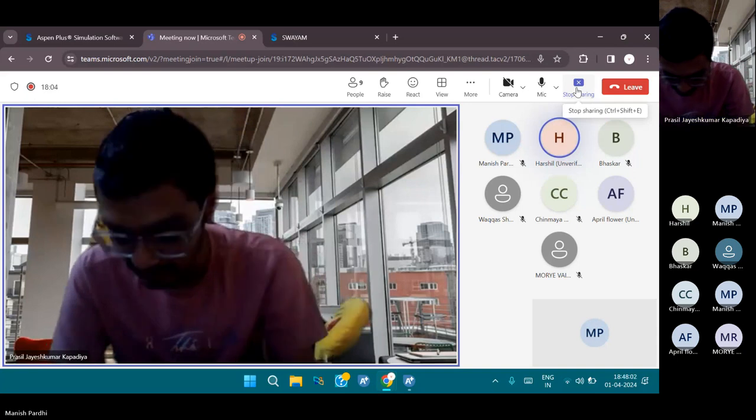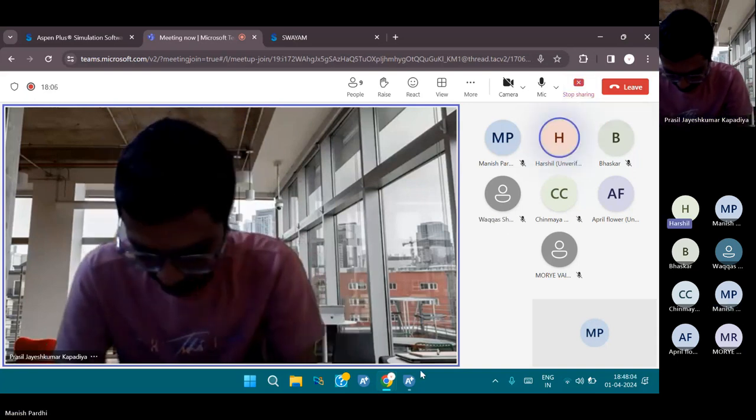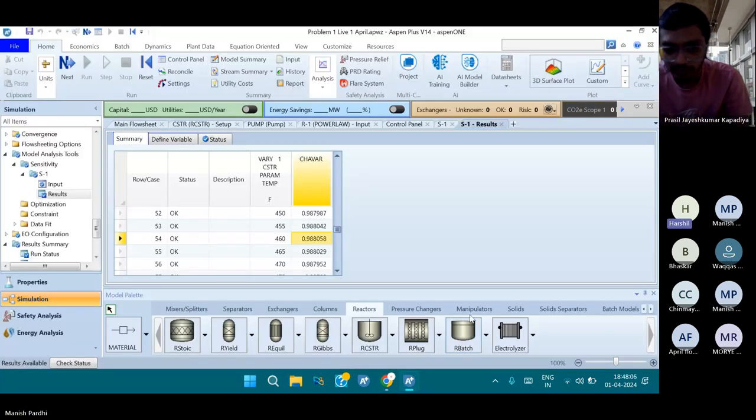Yes, Harshil. So the CSTR is operated at 248 Fahrenheit, and the feed temperature at the pump outlet of the aniline feed is 103 Fahrenheit. The hydrogen compressor outlet is 443 Fahrenheit. So we have assumed that the composite temperature is what the CSTR is operating at.